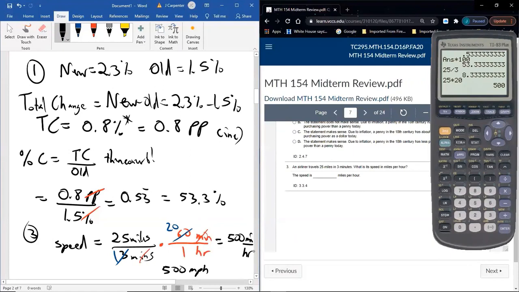So 500 miles per hour would be your answer. And you might think, well, that doesn't make sense. How is anyone traveling 500 miles an hour? Well, they didn't say what they were traveling in. They didn't say they were walking. They didn't say they were running. They didn't even say they were in a car or in a train. Maybe they're in an airplane, and airplanes most certainly go 500 miles an hour.